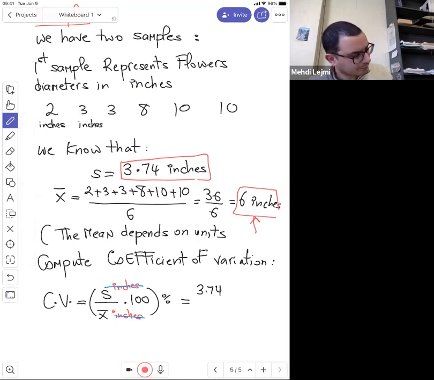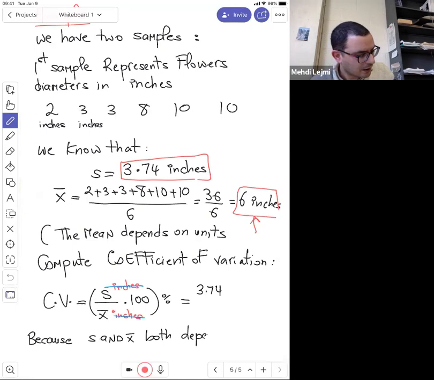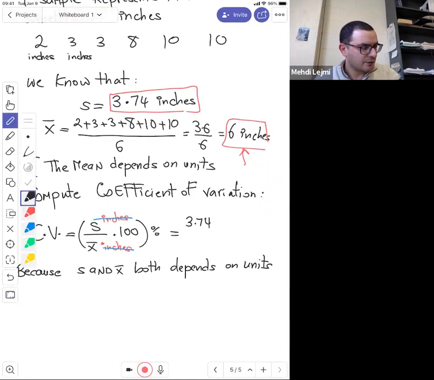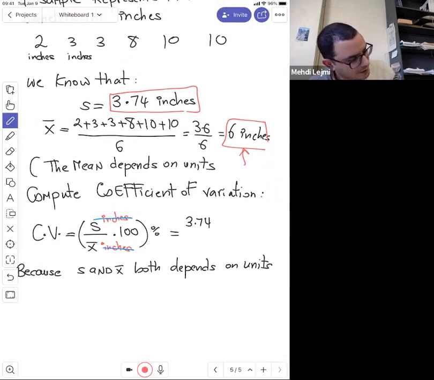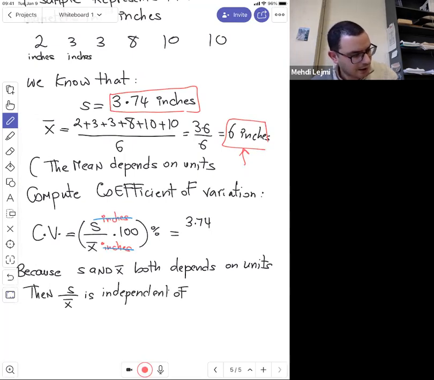Okay. So what I'm saying is, because S and X bar both depend on the unit inches, when you divide S by X bar, you get rid of the units. So S over X bar is actually independent, and it's going to cancel out independent of the units. All right. So that's the idea. Anyway, so let's finish.